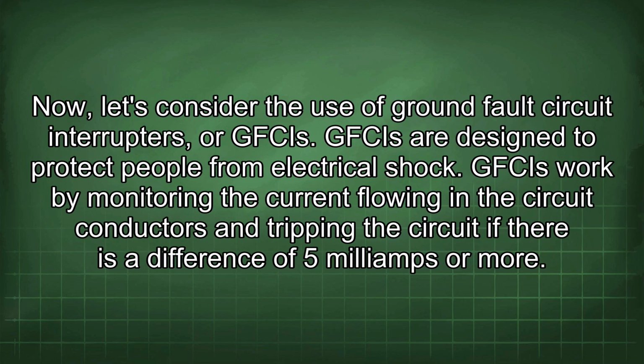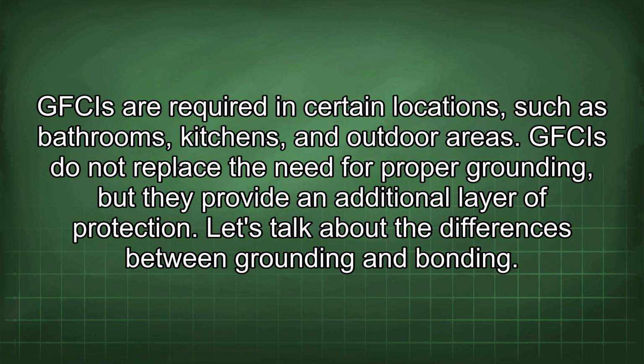Now let's consider the use of ground fault circuit interrupters, or GFCIs. GFCIs are designed to protect people from electrical shock. GFCIs work by monitoring the current flowing in the circuit conductors and tripping the circuit if there is a difference of 5 mA or more. GFCIs are required in certain locations such as bathrooms, kitchens, and outdoor areas. GFCIs do not replace the need for proper grounding, but they provide an additional layer of protection.